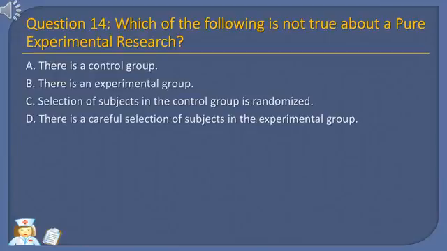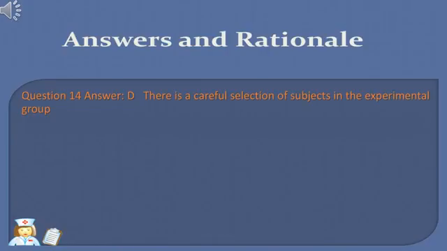Question 14. Which of the following is not true about a pure experimental research? A. There is a control group. B. There is an experimental group. C. Selection of subjects in the control group is randomized. D. There is a careful selection of subjects in the experimental group. Question 14 answer: D. There is a careful selection of subjects in the experimental group.